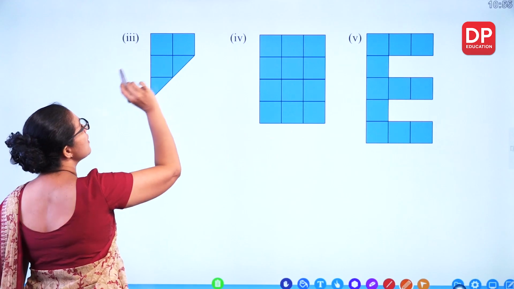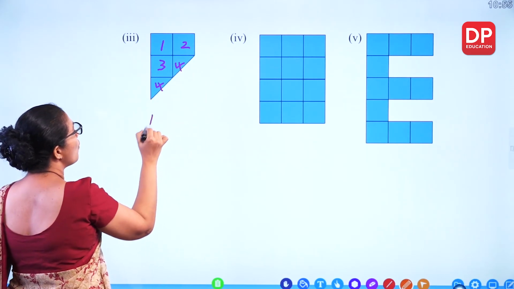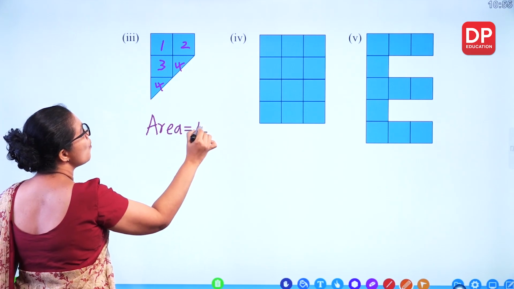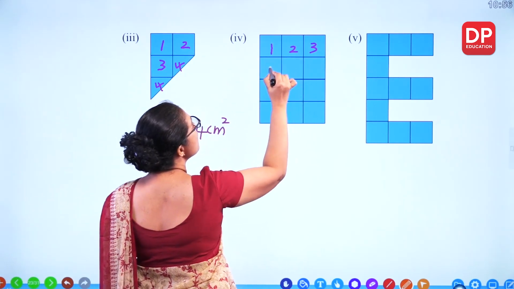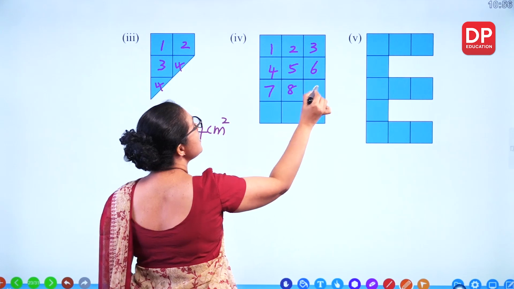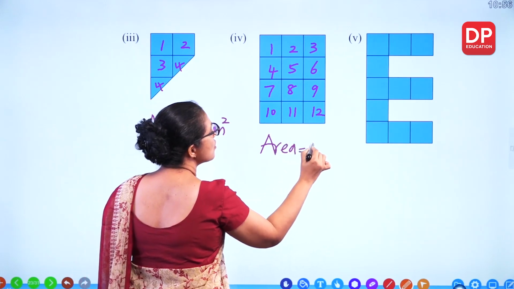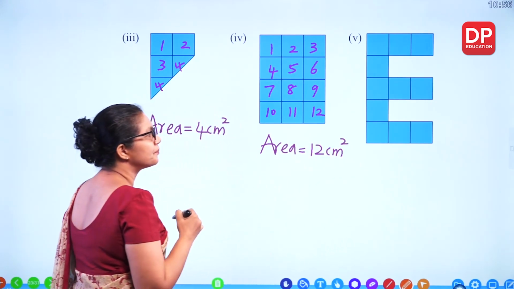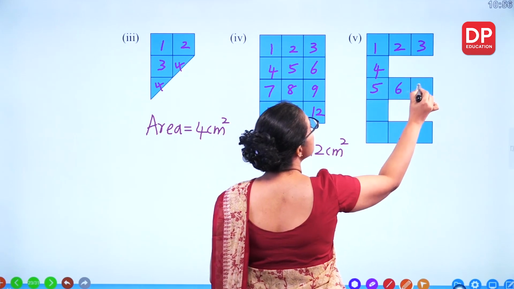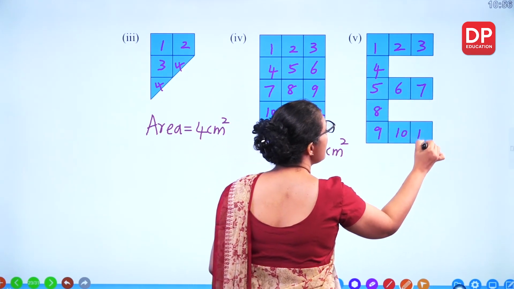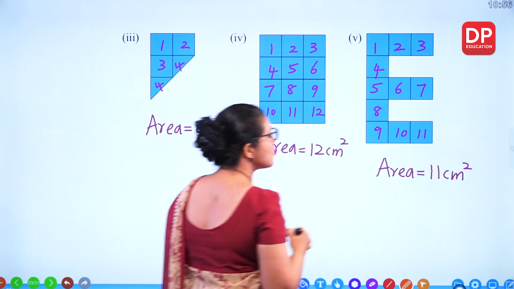This one, first we'll count full ones. 1, 2, 3. And this half and this half, you get 4. So area is 4 square centimeters. This one, 1, 2, 3, 4, 5, 6, 7, 8, 9, 10, 11, 12. So area becomes 12 square centimeters. This one, 1, 2, 3, 4, 5, 6, 7, 8, 9, 10, 11. Area is 11 square centimeters.